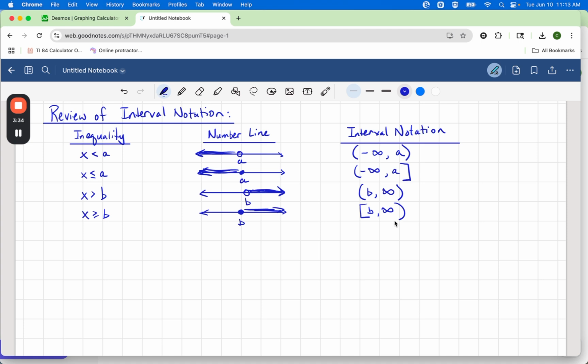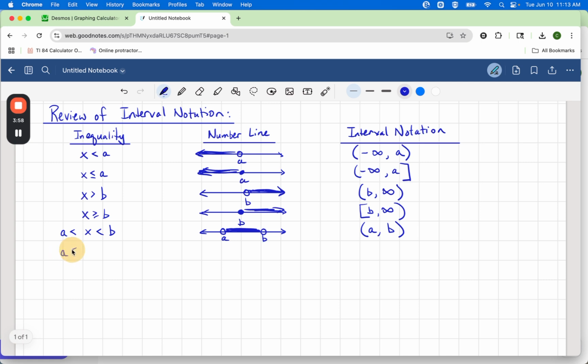Then you have the ones that have both ends. We have a fully open interval. a is less than x, less than b. You have two open circles, and x is between those two values. Remember, open circles are parentheses. So this is just going to be a, b in parentheses.